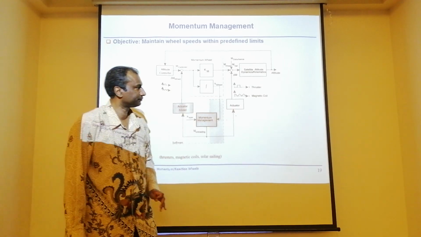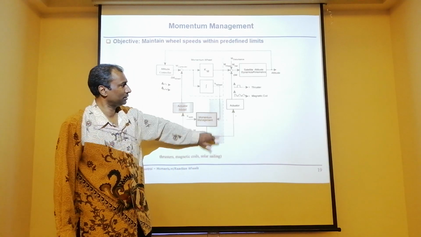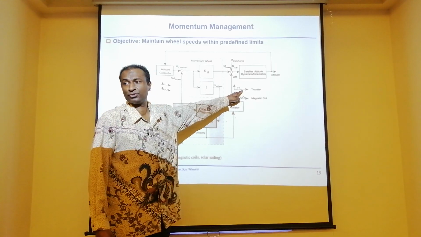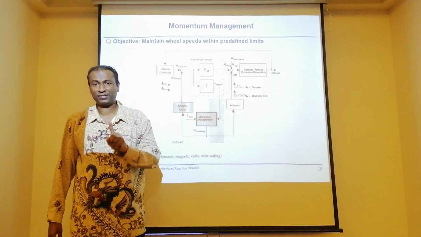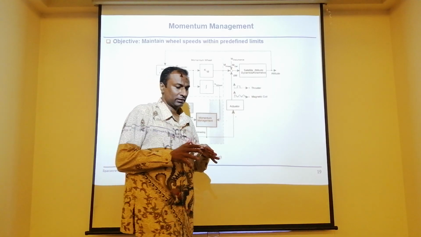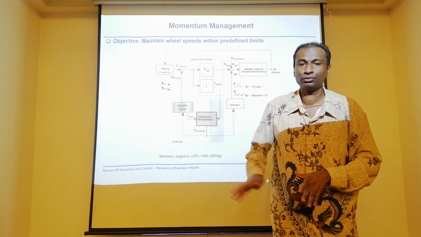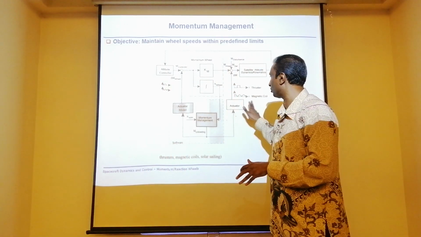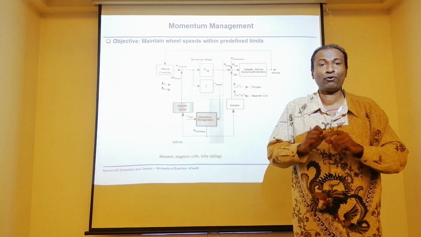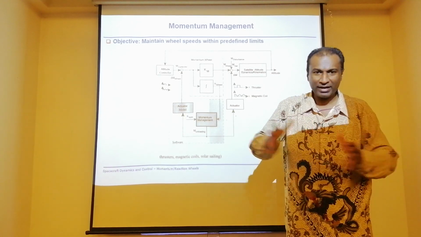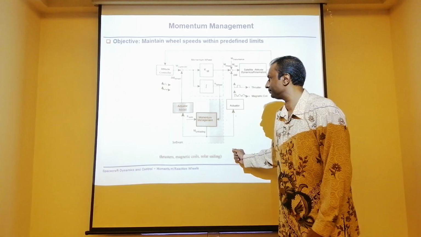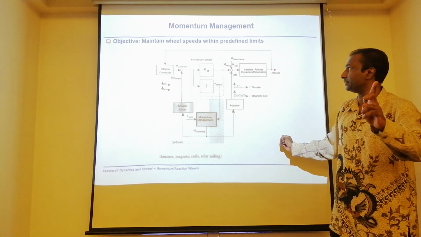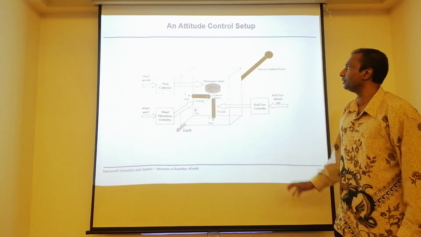Again, another option is that you can always use thrusters, but they are expensive. It is best to use magnetic torquers. Keep thrusters for orbit control. Then the satellite can live longer.